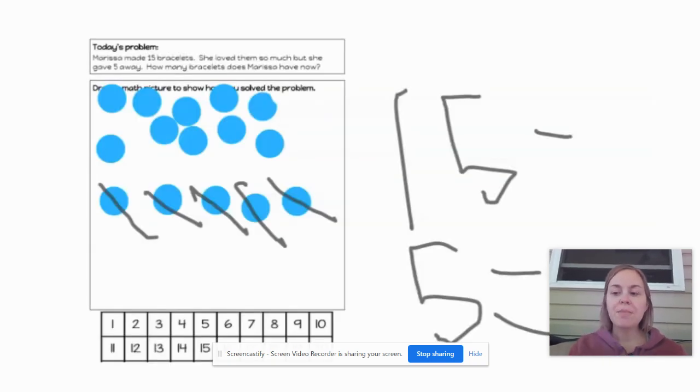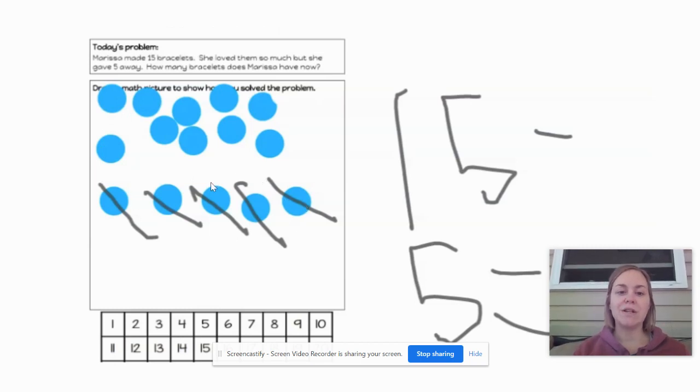The next number model that you guys were working on, you were thinking about Marissa having 15 bracelets, and she did love them so much, but she still decided she was going to give 5 away to friends. How many bracelets does Marissa have now? And this student showed all of the bracelets by using these blue dots here. And it's almost a 10-frame arrangement at the top there. I know it's hard to get those dots wherever you want them in a nice neat line, but there's 10 up here and there's 5 more here, so we know in a snap that's 15.